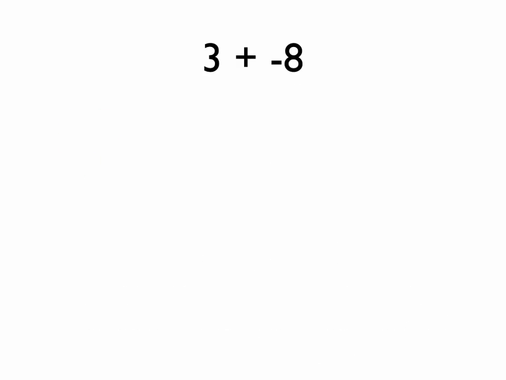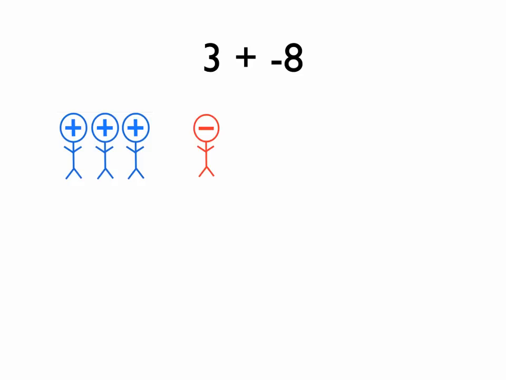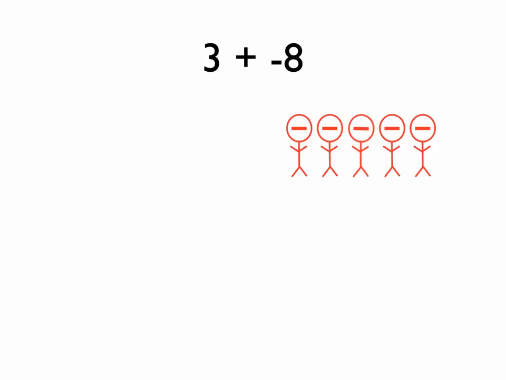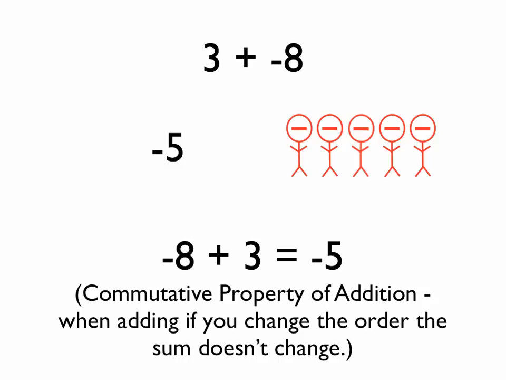Alright, so let's try another example. This time we have a positive army of 3 and a negative army of 8. Pretty big army. Very clear who's going to win here, but let's do it out to see how much they're going to win by. So the negative army wins by 5. So that means our answer is -5. Okay, and again, it doesn't matter if I say 3 plus -8 is -5, or -8 plus 3, also -5, because of the commutative property of addition.